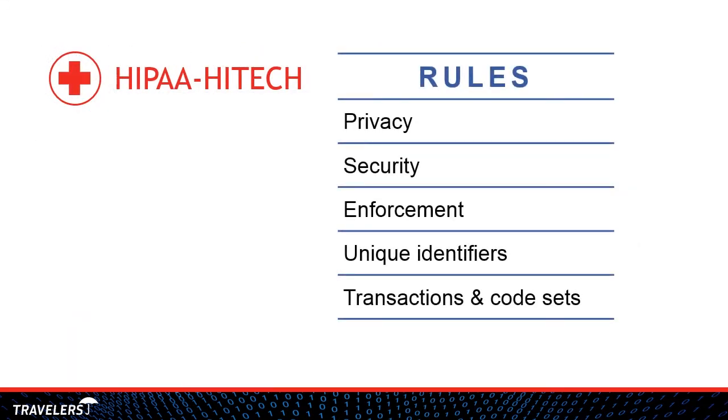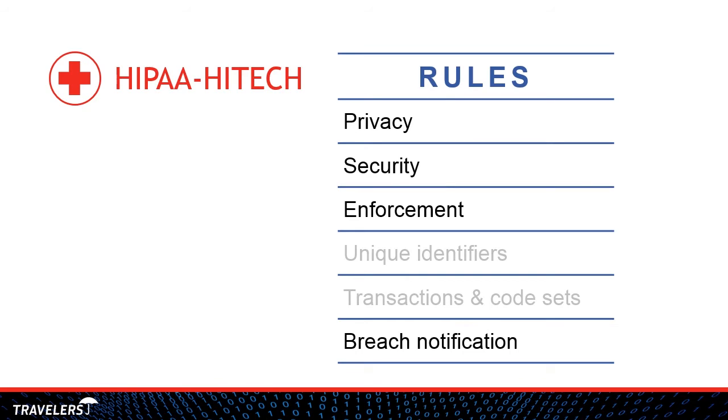HIPAA started with 5 rules covering privacy, security, enforcement, unique identifiers, and transactions and code sets. HITECH added a rule regarding breach notification. Let's take a closer look at the privacy, security, and notification rules, along with the enforcement of those rules.